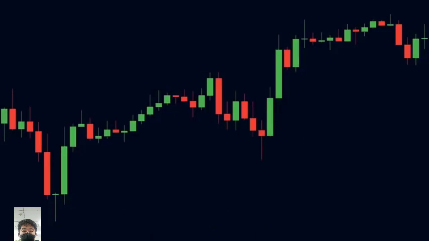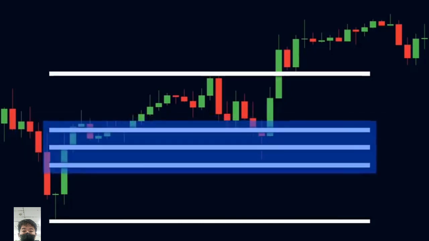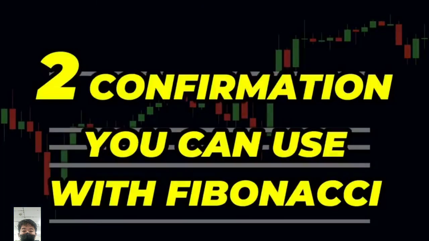Once we have identified the swing points, we will plot the Fibonacci retracement tool. The retracement tool will provide us with price levels that will help us in predicting the end of the pullback. Now, when the pullback reaches these price levels, we will look for further confirmation to pull the trigger and enter the trade. There are a lot of ways in which you can look for confirmation. In this particular video, I will share two confirmations that you can use with the Fibonacci tool.